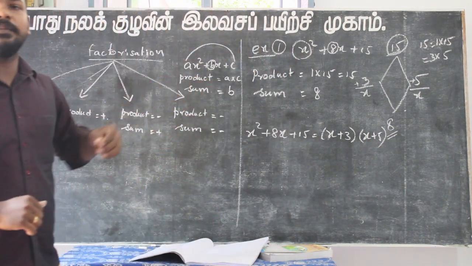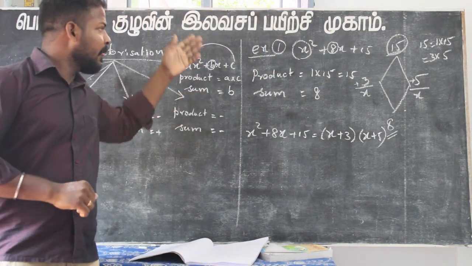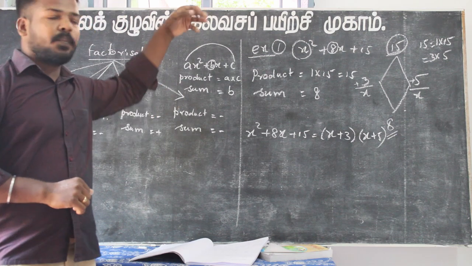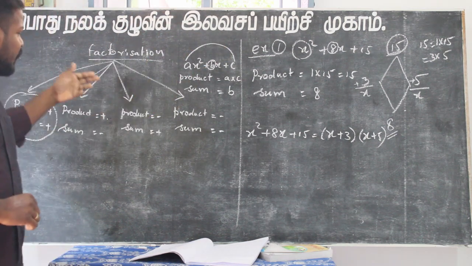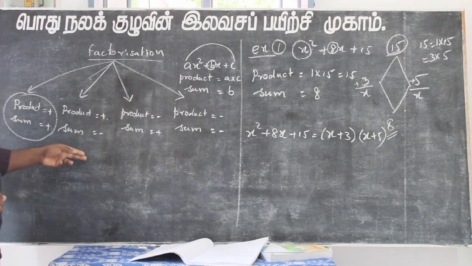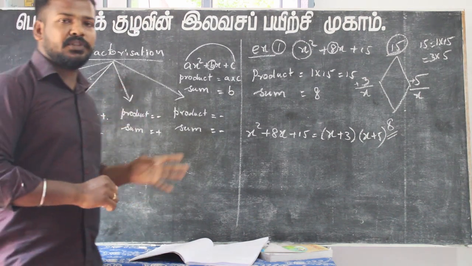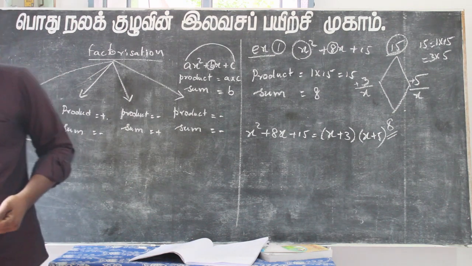This is a very easy method to find the factorization of a quadratic polynomial when your product is positive and your sum is positive. The second case, your product is positive, your sum is negative. The same procedure we are going to follow.